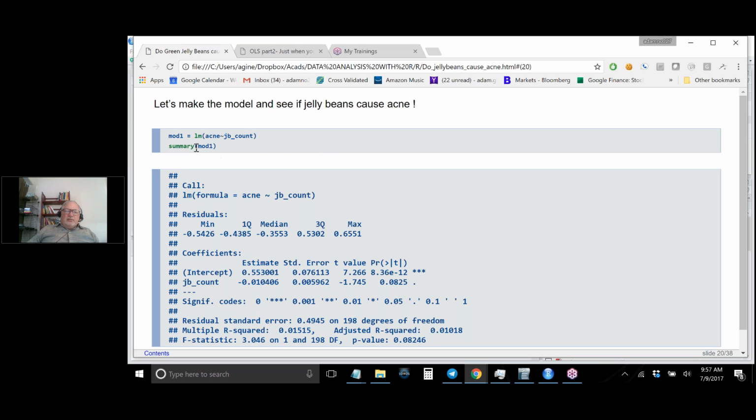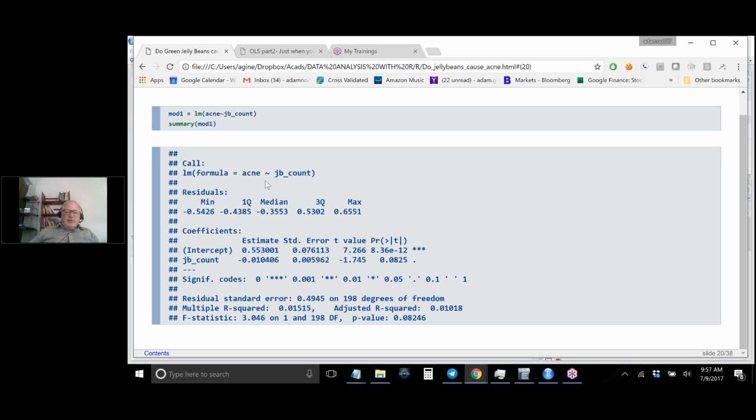Drum roll, and let's do the model. So we have this data, and we want to see how acne relates to the jelly bean count, how many jelly beans you eat. We create this model with lm, just a simple model, modeling acne against jelly bean count, and the summary gives me the information. It tells me the formula, tells me the residuals, so I'm never more than a half off one way or the other or so.